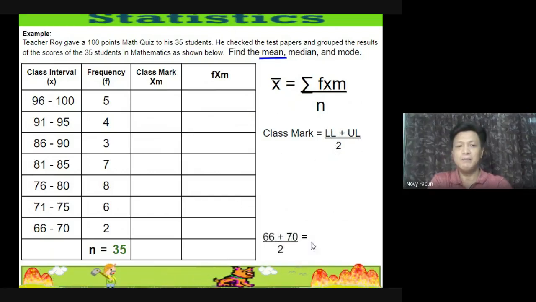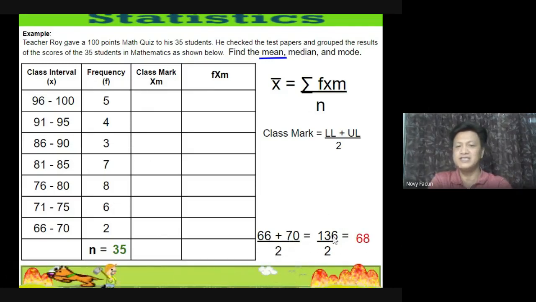So, for example, to find the class mark of this first class interval, we simply add the lower limit and the upper limit, then divide by 2. That is 68. Meaning, 66 plus 70 is 136, divided by 2 is 68. So the 68 is the value in between 66 and 70, or you can count the numbers: 66, 67, 68, 69, 70. What is in the middle? We call that the class mark.